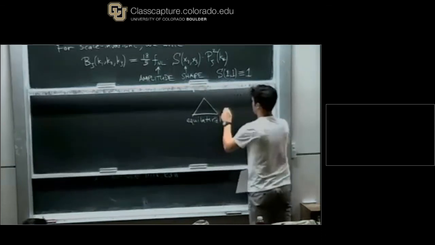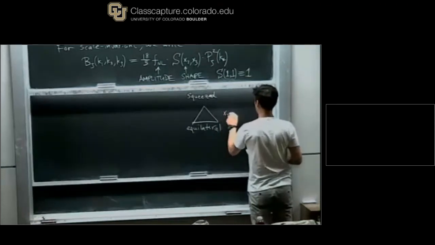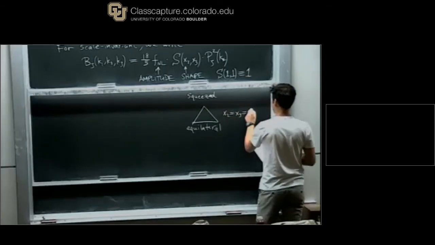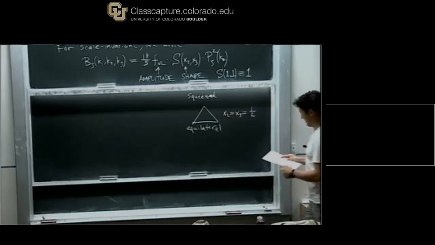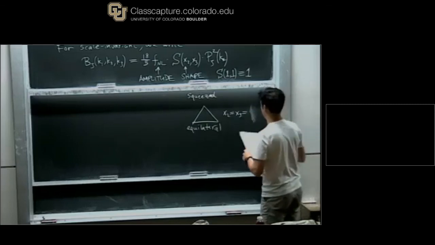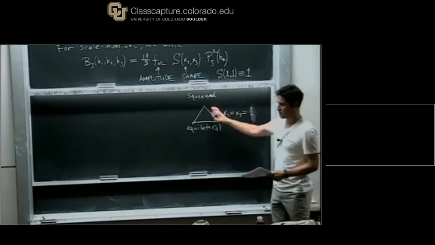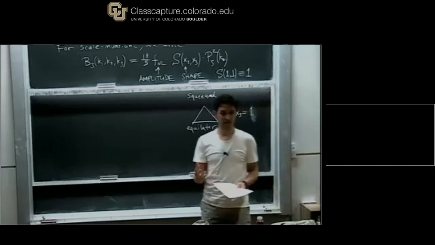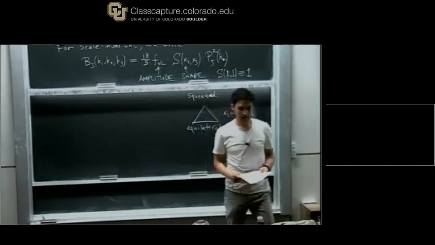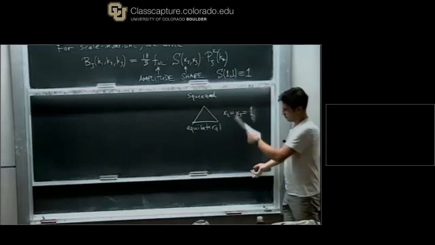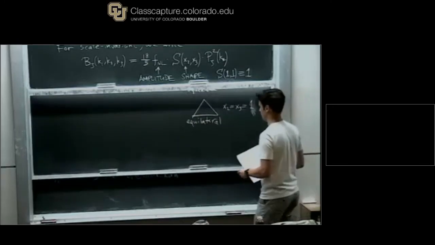So in my parameterization, this means I'm choosing x2 to be equal to x3 and equal to 1. Okay? It turns out this equilateral configuration arises from higher derivative interactions, for example. And so we will see an example of this appearing later.